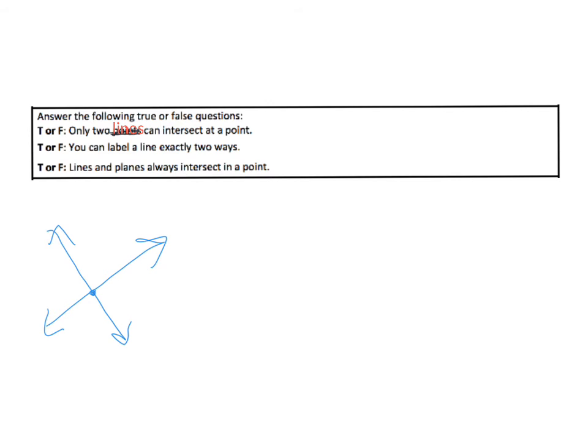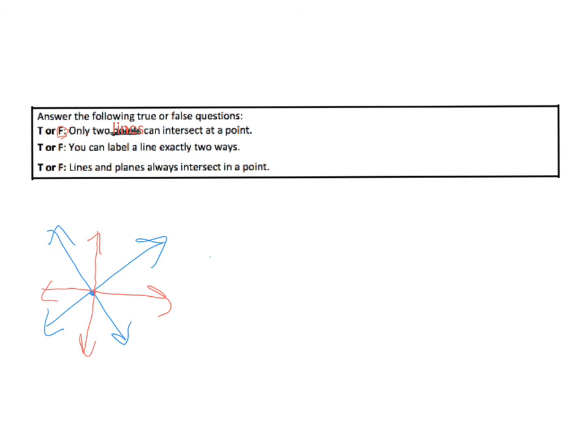And it says only 2. But I can pretty easily draw a third line that intersects at that point. And I could even keep going. I could draw a 4th, and even a 5th, and a 6th, and as many as I could. I could actually draw infinitely many lines through 1 point. So that answer is going to be false. The next question says you can label a line exactly 2 ways.